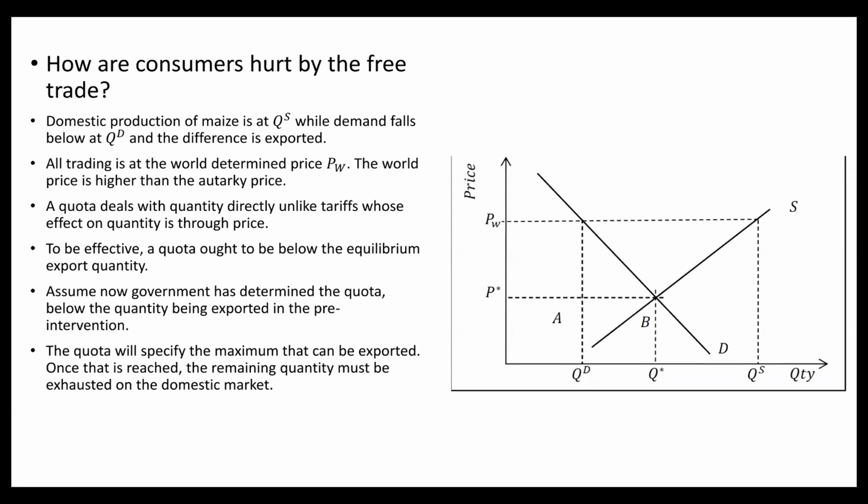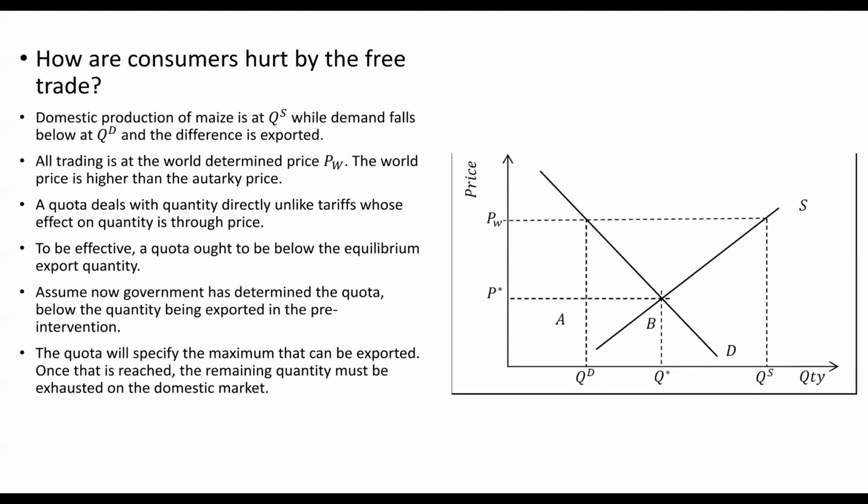Assume now the government has determined the quota below the quantity being exported in the pre-intervention. The quota will specify the maximum that can be exported. Once that is reached, the remaining quantity must be exhausted on the domestic market. So the quota comes in: you can export only to this level, and then the remaining should be absorbed by the domestic market. This is what we find here.